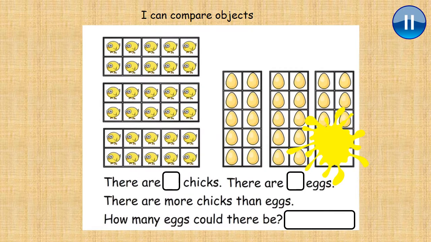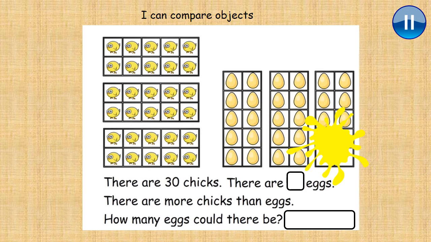Look at these tens frames. How many chicks are there? I can see 3 10s, so that means there are 30 chicks. How many eggs are there? Oh, I can't see them all. Oh, but there is a clue. It says there are more chicks than eggs.